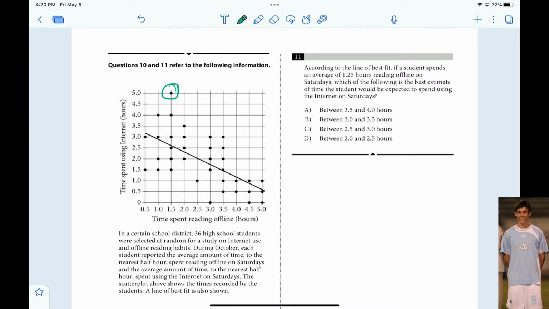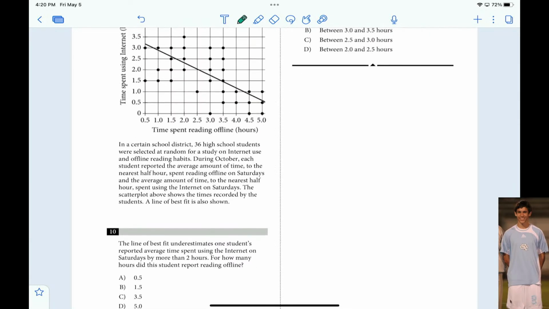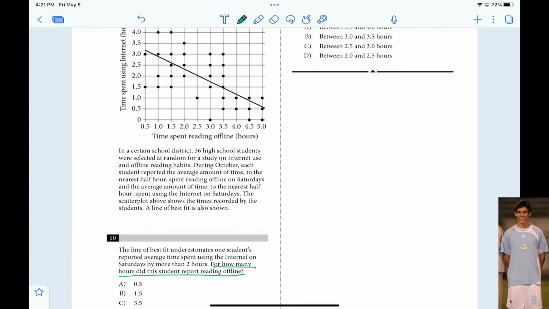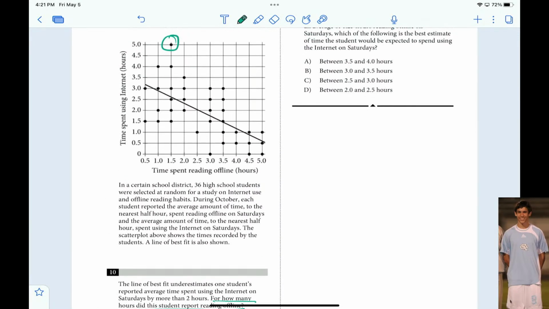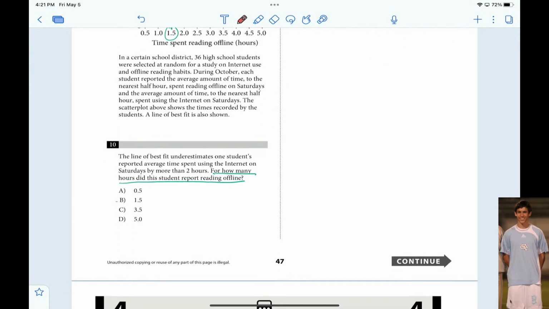Now, we have to realize that the y-axis is by half hours. So if I look, that's like half an hour, 1 hour, an hour and a half, 2 hours. So it is a little bit more than 2 hours. But the question didn't want to know how much time they spent using the internet. The question wants to know how many hours the student reported reading offline. So they're asking for the x value of that point. So we go down to 1.5. So this person spent 1.5 hours reading offline.